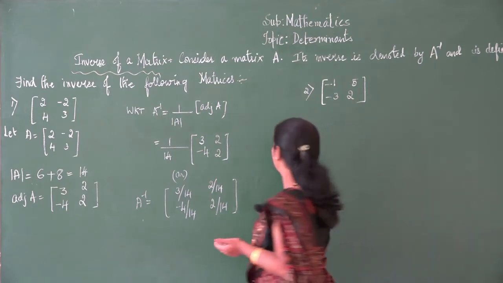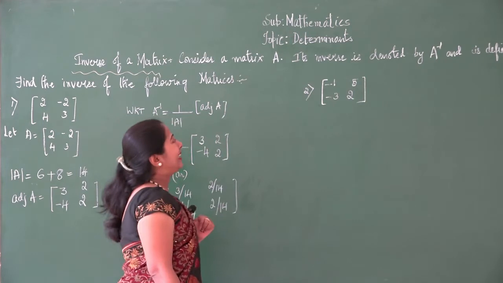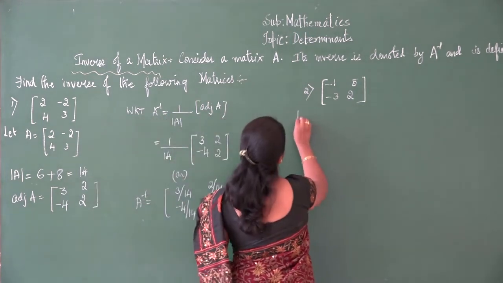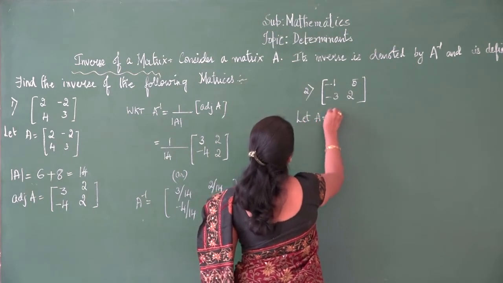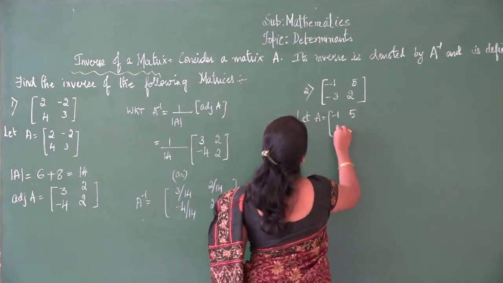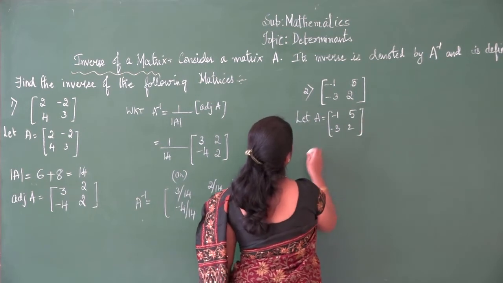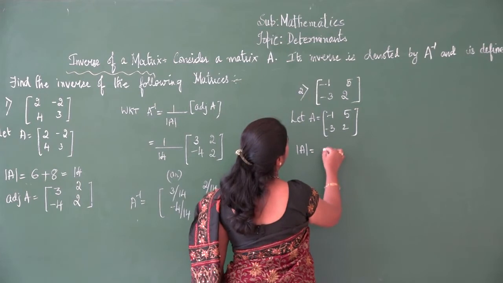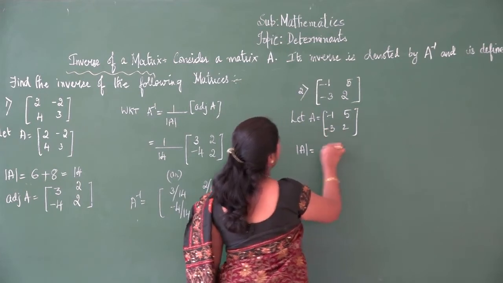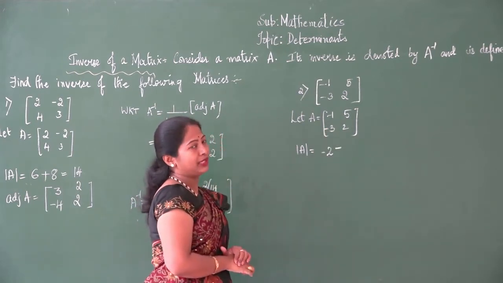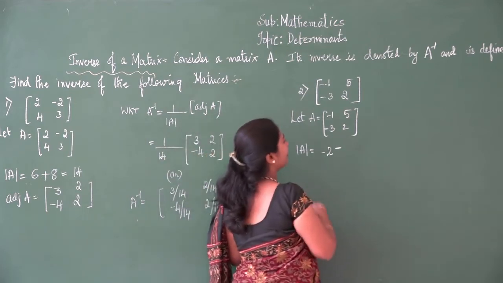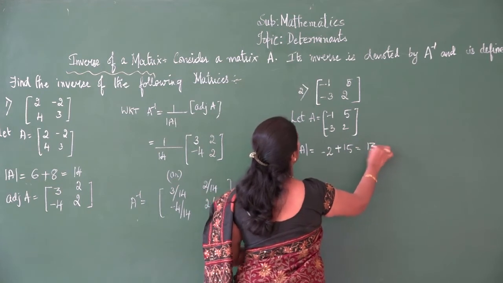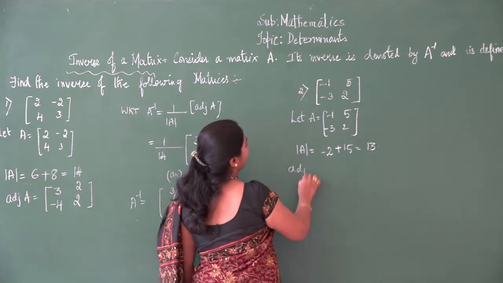Moving on to the second problem now. The elements are minus 1, 5, minus 3 and 2. So first step, let A is equal to minus 1, 5, minus 3, 2. Then how do you find determinant A? Product of the principal minus product of the secondary. The formula is with minus. Minus into minus will become plus. So 5 into minus 3, minus 15, minus into minus will become plus. So what is 15 minus 2? 13. Next, how do you find adjoint A?